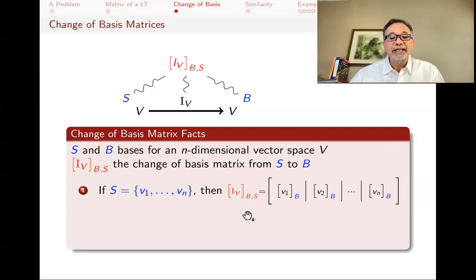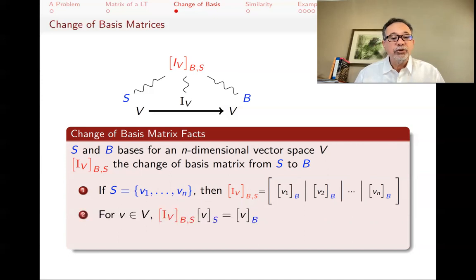All you do is you take elements of S, the old basis, and you write them in terms of the new basis. So V1 in terms of B, V2 in terms of B, those are the coordinates of V1 and V2 with respect to B, and those are column vectors, and that gives you the change of basis matrix.